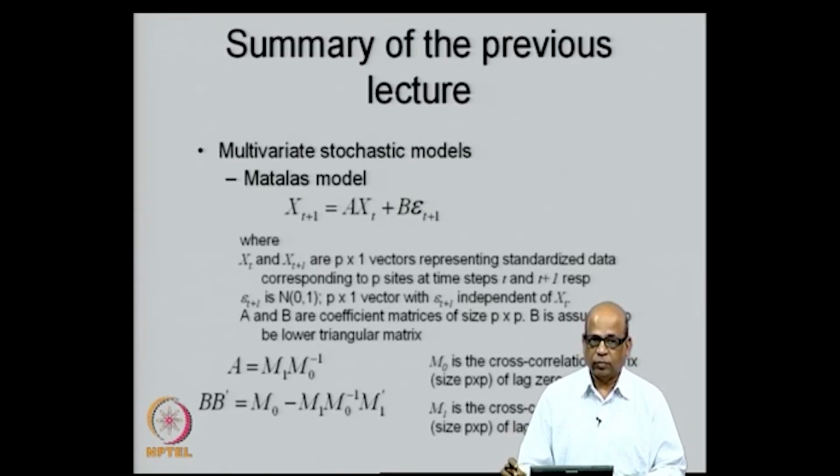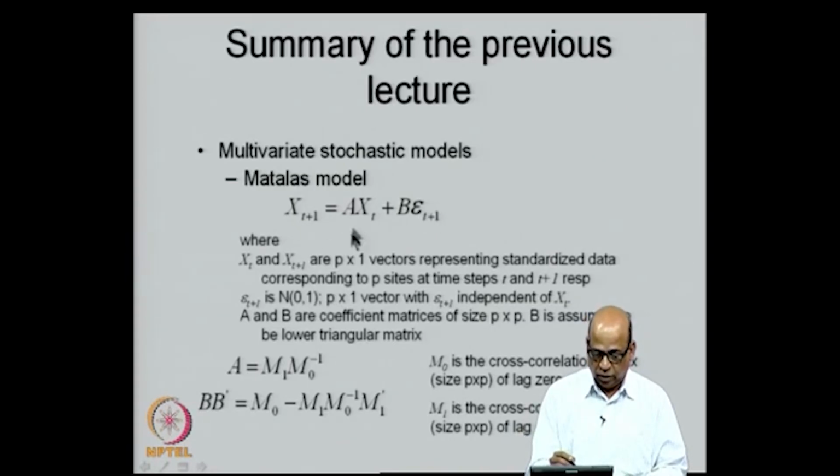And we introduced models of the type X t plus 1 is equal to A X t plus B epsilon t plus 1, where A and B are the coefficient matrices. It is through A and B that the cross correlations are accounted for. X t is the data at time period t, and epsilon t plus 1 is a random variate.